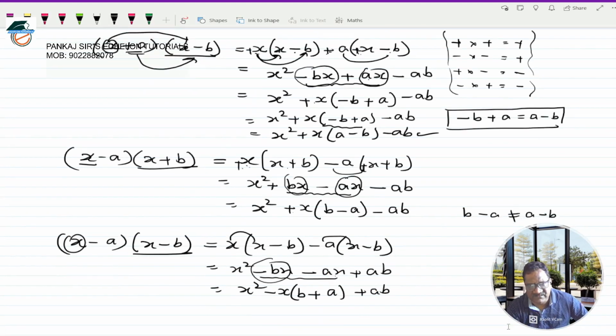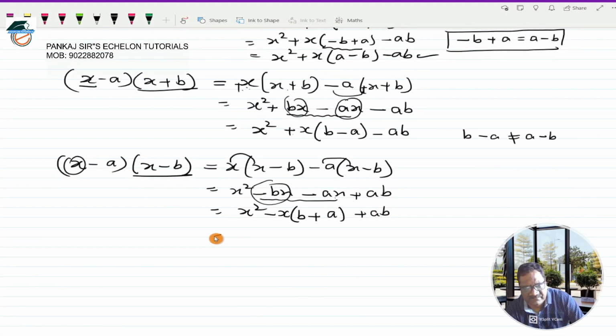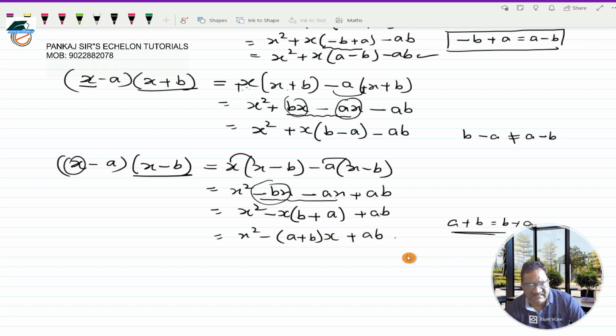So the answer for this can be written as x square minus, now this x can be written on this side as well. And a plus b can be written as b plus a any day, no issue. Either you write b plus a or you write a plus b, one and the same thing, and this x I'm writing on this side, no problem. Plus ab. So that's the answer for the fourth one. So x minus a into x minus b happens to be x square minus a plus b into x plus ab. Is that clear?